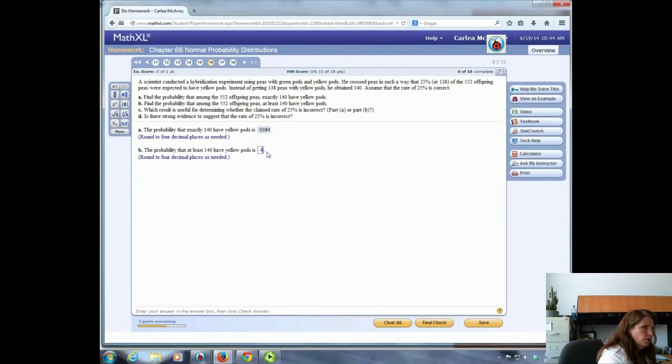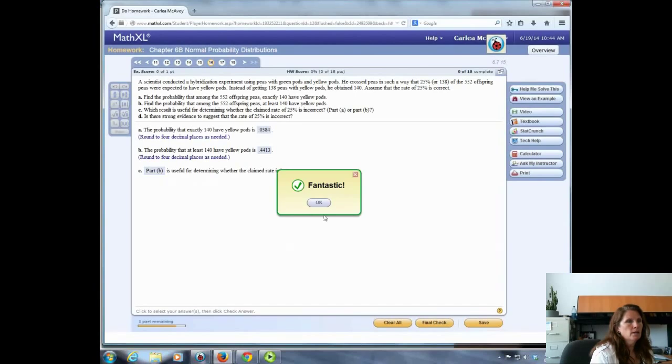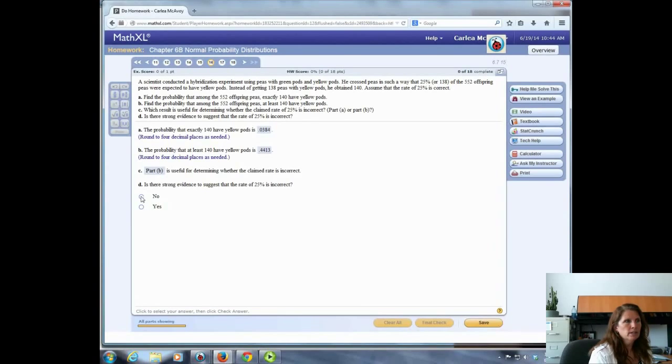These are changing. Okay, so that's how they did it. That's not what I got over here, but the one that's important for determining this is B. And there is not strong evidence because we have a very high probability that that could happen by chance if they were correct about their assumption.